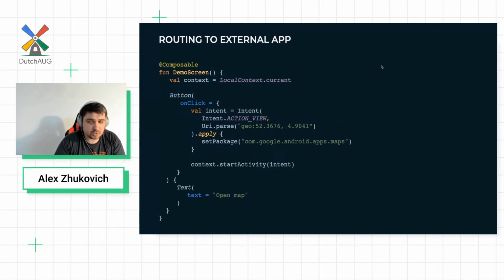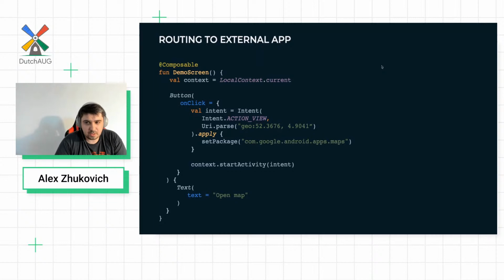We also can interact with and open any application like Google Maps. In this example, I create an intent which tries to start Google Maps with a specific geoposition for Amsterdam. So inside our functions, to start any activity, first of all, we need to get a context, and for it we can use LocalContext.current. When we get this context, we can start our activity.